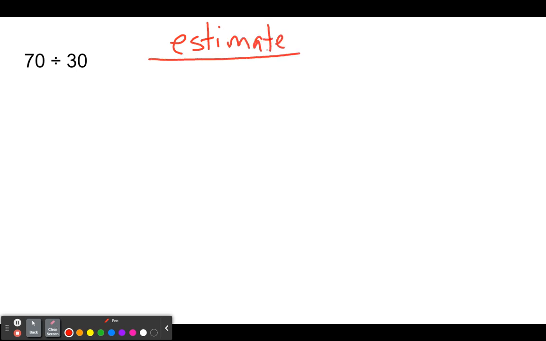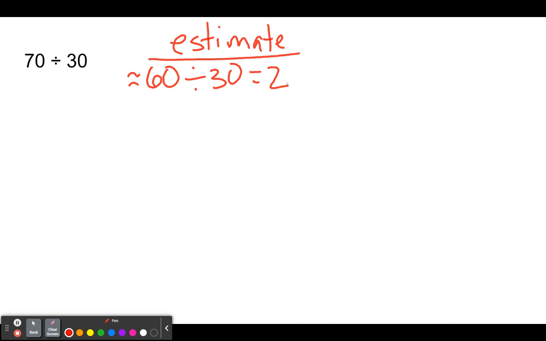So my estimate for 70 divided by 30 is, 70 can be rounded to about 60. So we're going to do 60 divided by 30, and that's going to give us a nice, easy number to divide by. 60 divided by 30 is going to equal 2. So we can think that our quotient, or the answer to our division problem, is going to be around 2.